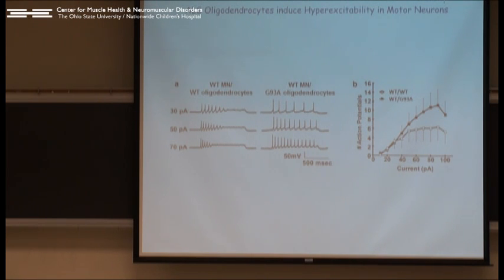And interestingly, motor neurons, when exposed to oligodendrocytes from ALS mice, become hyperexcitable. Remember I told you earlier about the cytotoxicity hypothesis, and this is something that we see in human ALS patients, hyperexcitability of the motor neurons. Normal motor neurons become hyperexcitable when exposed to ALS oligodendrocytes.